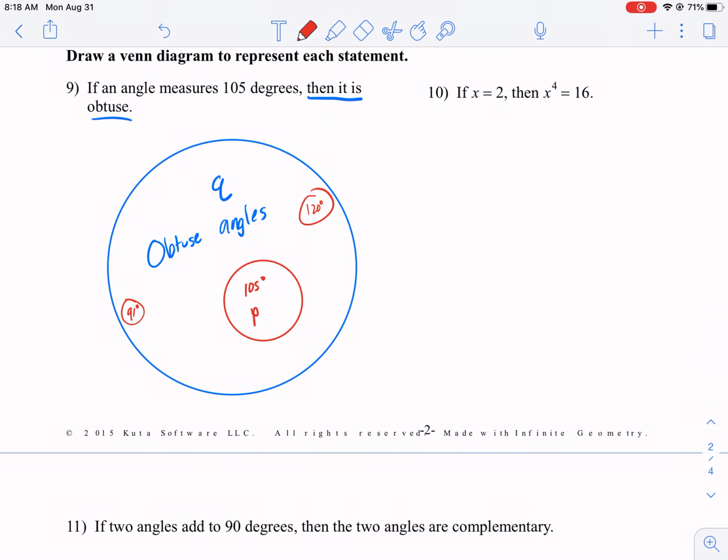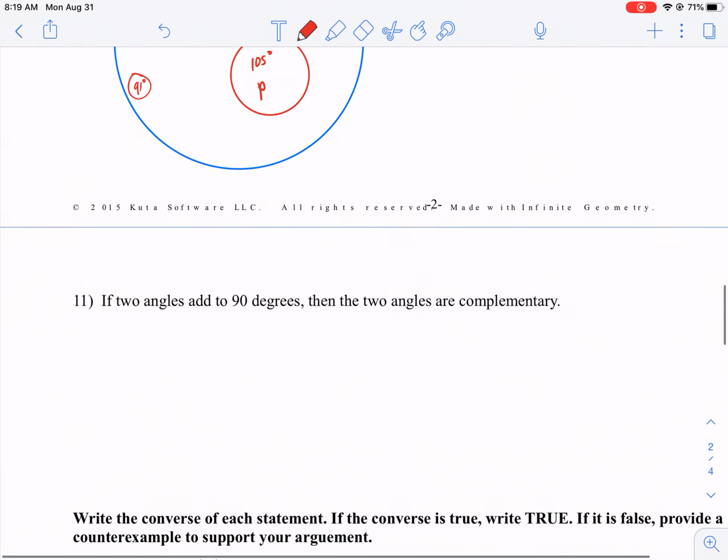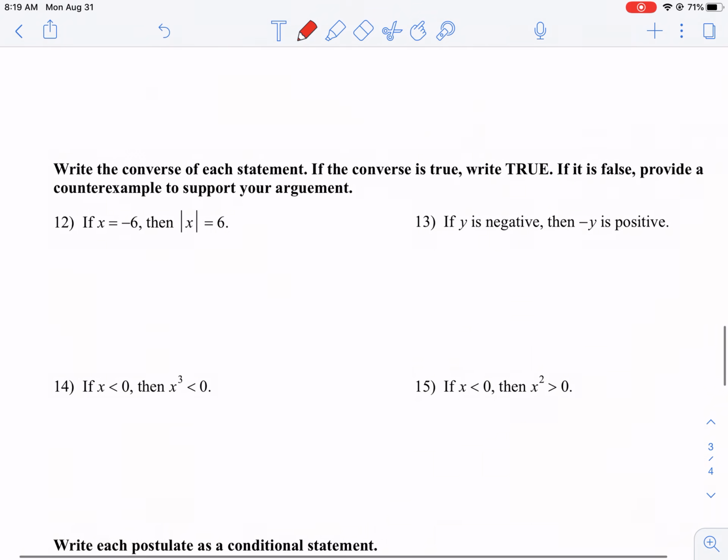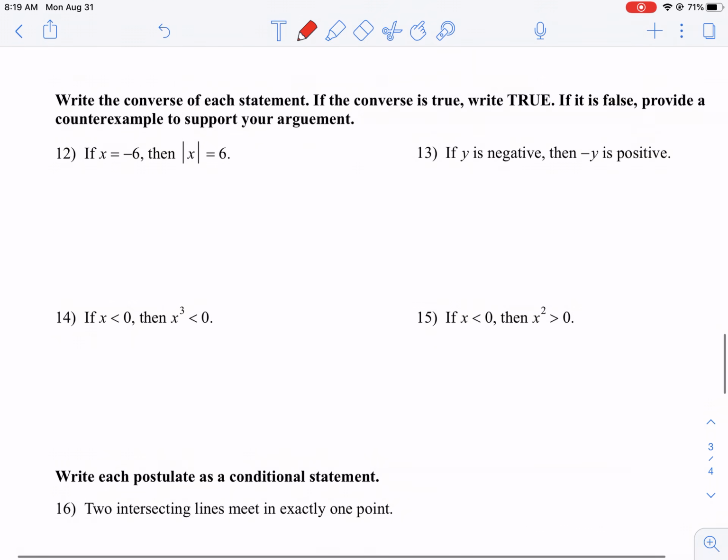The conclusion, if it's written as just a true conditional statement, is going to be on the outside, and then the hypothesis will be on the inside of that. Okay, we'll do a few more just so you guys get the hang of it.